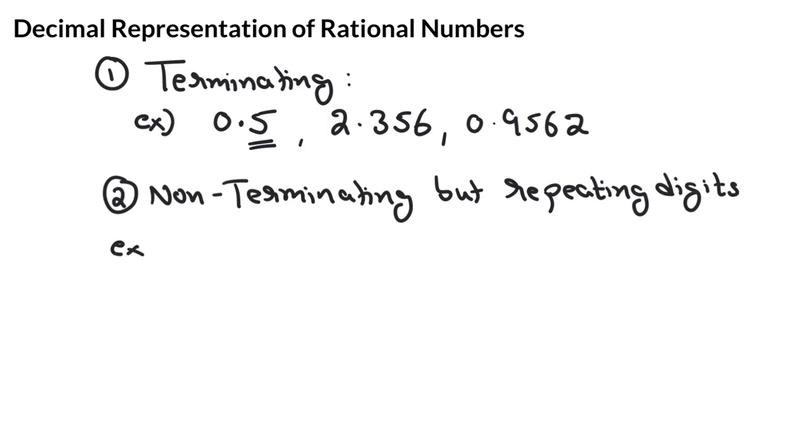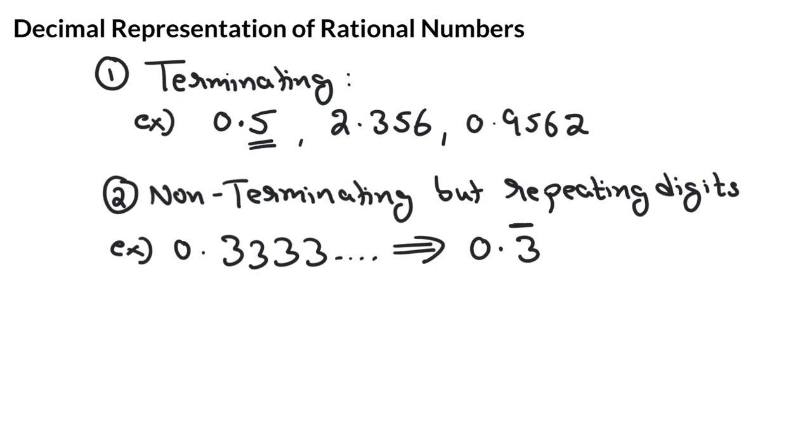For example, 0.3333 on and on and on, which can be written as 0.3 bar. Is this a rational number? Yes. Why? Because the decimal is non-terminating. It is going on and on and on, but it has a repeating digit, 3. And when we put a bar over the digit, it means that digit is repeating.